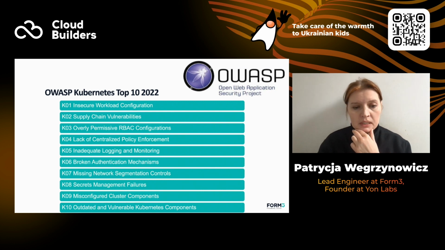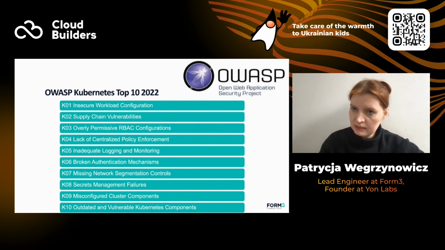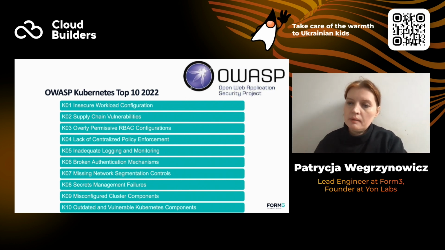Number seven is very specific to Kubernetes, missing network segmentation controls. Because with Kubernetes, we have this flat networking model, so every pod can connect to any other pod in a given cluster. So considering that we can run many different applications in a single cluster, we need to take care and provide some sort of segmentation between those applications just to avoid any cross connections between applications.